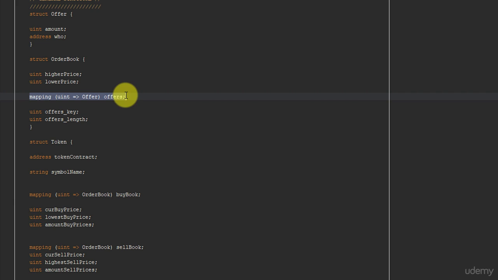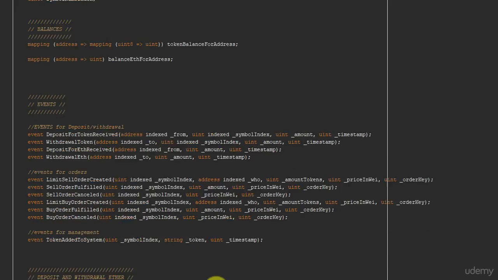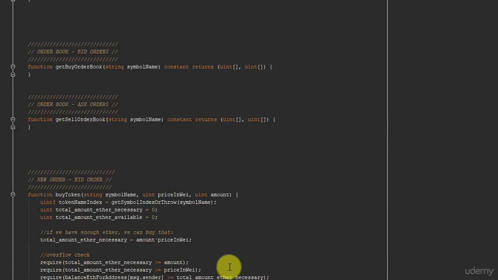If you remember back, and I mention this again because it's not very usual for other programming languages, all possible keys are initialized by default. So even if you call the offers mapping of 1 million, you get back an offer, but the amount will be 0 and the address will be 0. So we have to store somewhere the offers key, where we are at, and the total length of the offers mapping here. And we increase this. Let's go back down.